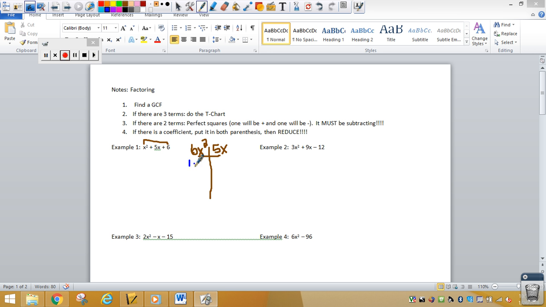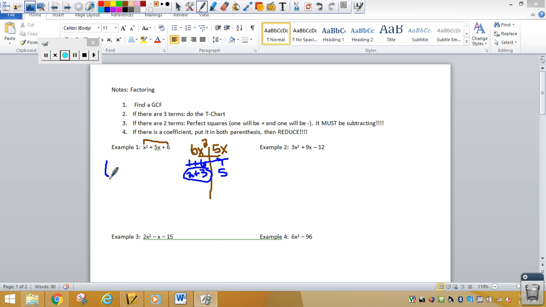So I could do 1 times 6. Or I could do 2 times 3. We want to figure out which of these will add up to give me 5. So if I did 1 plus 6, that's 7, so that doesn't work. If I do 2 plus 3, that's 5. So those are the ones that I'm going to use.